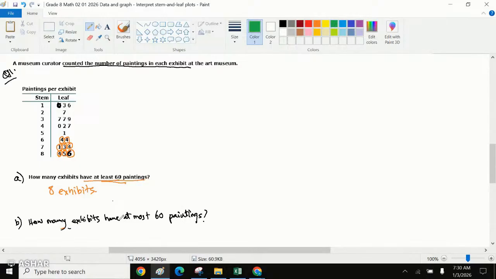But if I would say have at most 60, maximum they could have 60, not more than 60, then they can have 10, they can have 13, they can have 16, 27, 37, 37, 39.